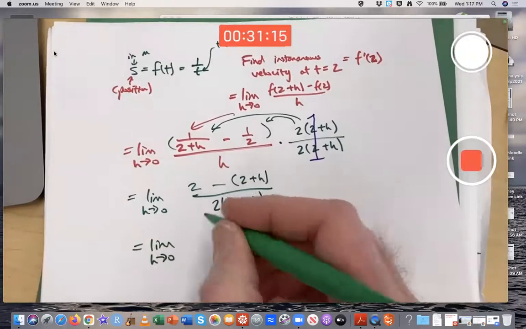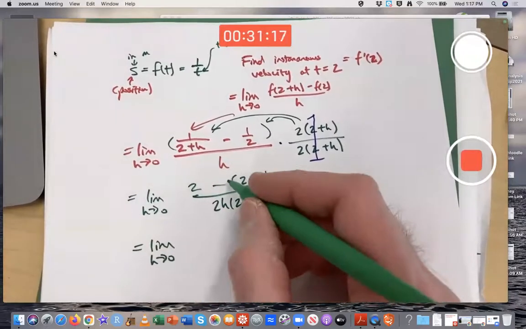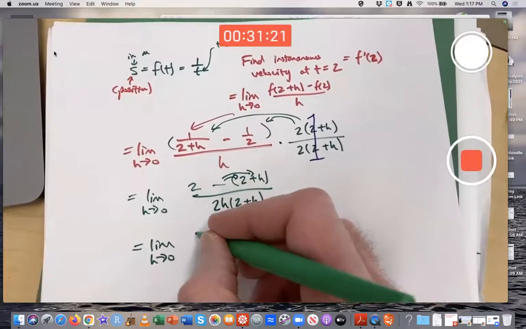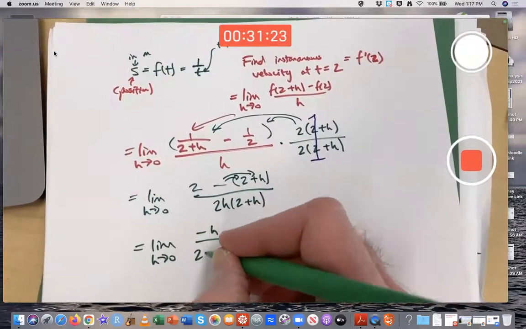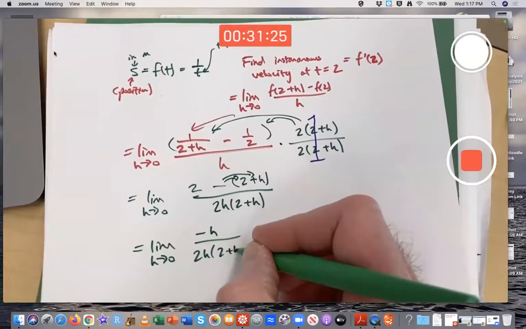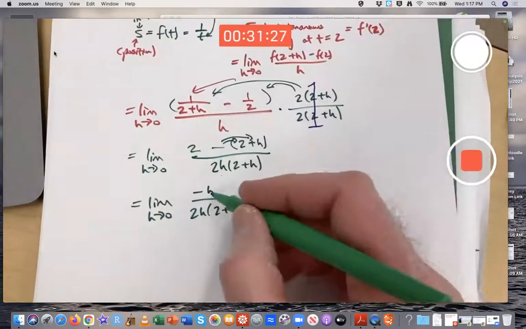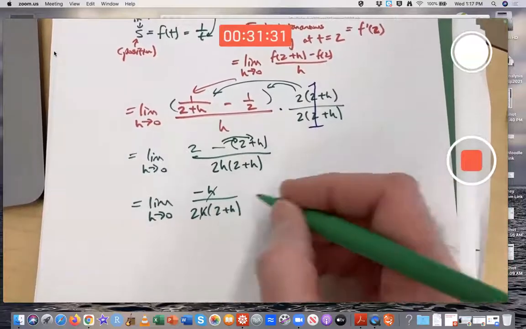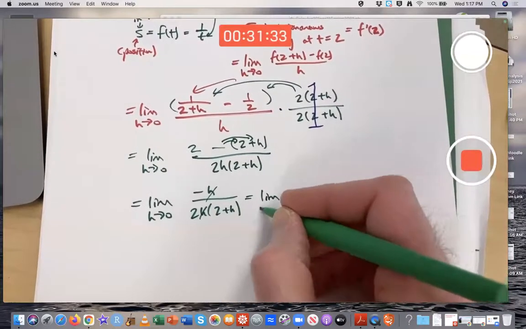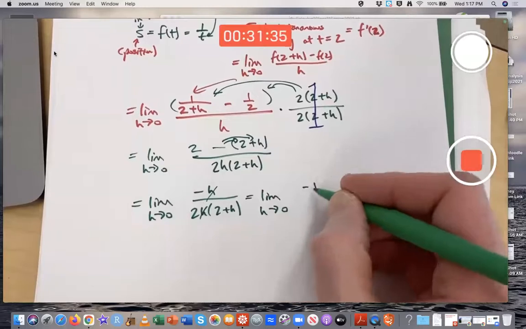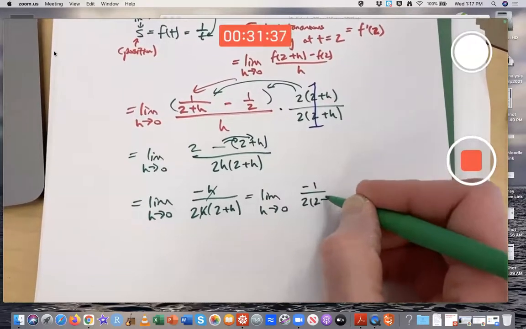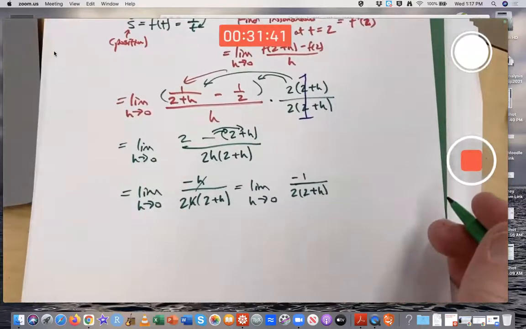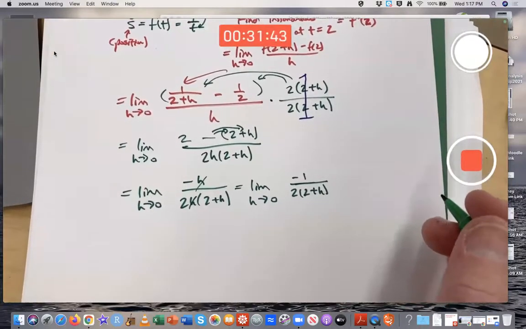Simplify. 2 minus, distribute this minus sign through. 2 minus 2 is 0. Negative h is, well, just a negative h. Now divide the h's out. Negative h is the same as negative 1 times h. Now you can plug in h equals 0.